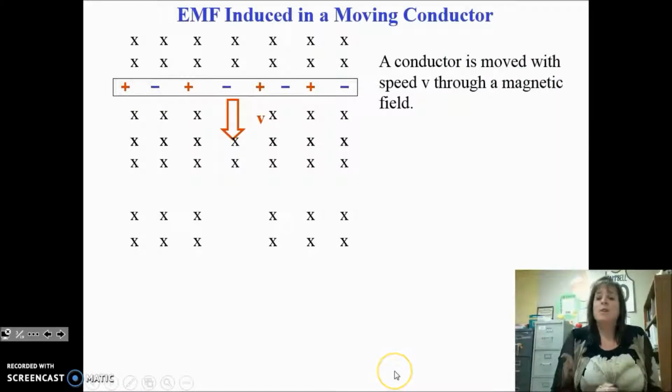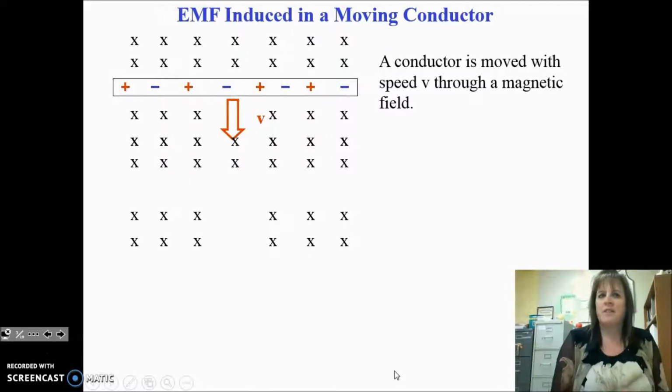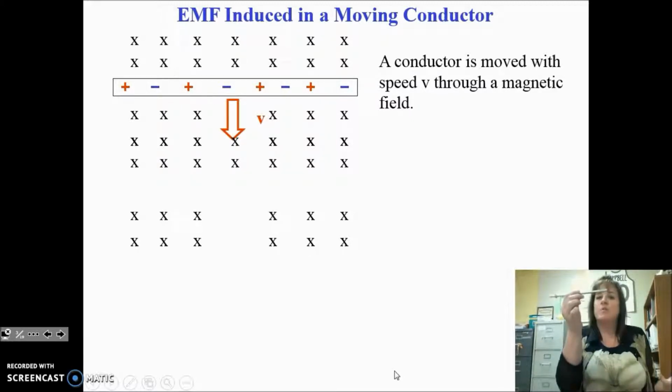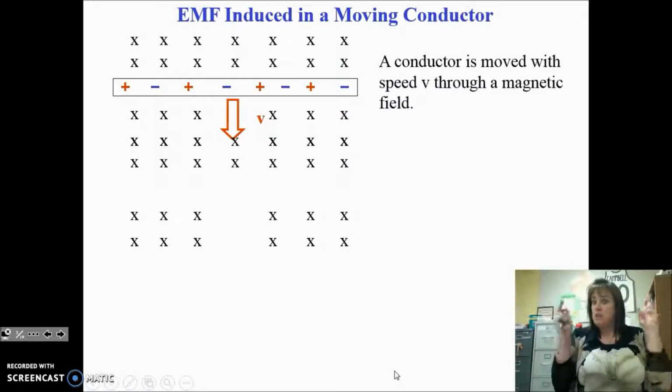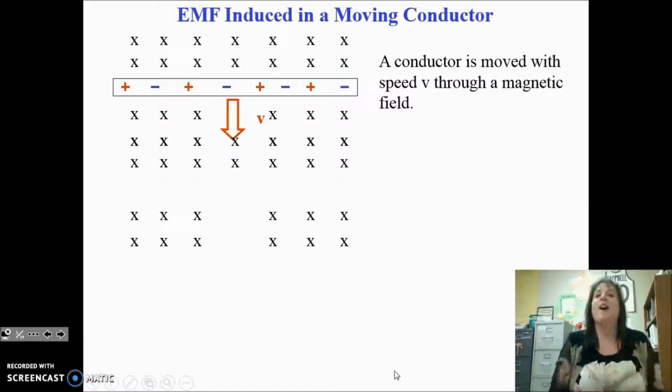Pretty cool. So let's take a look at just moving a conductor through a magnetic field. A conductor has electrons which are free to move, and of course there are protons in here too. And if I move it through a magnetic field, I have moving charges. They're moving because I'm moving the bar through a magnetic field, and so they're going to feel a force. As long as I have moving charges in a magnetic field, there's a magnetic force.